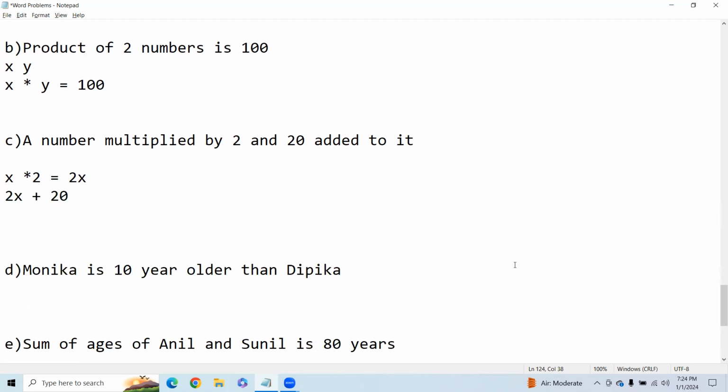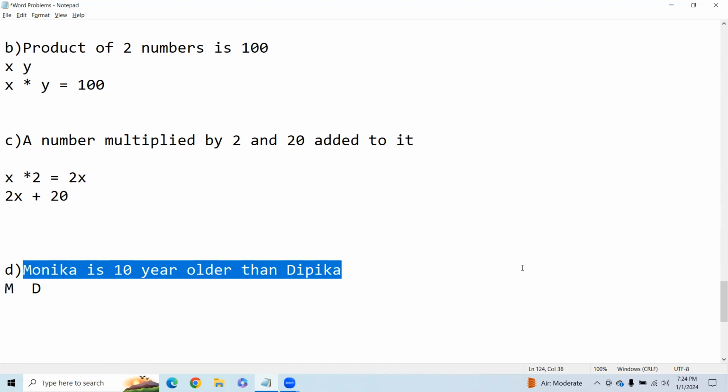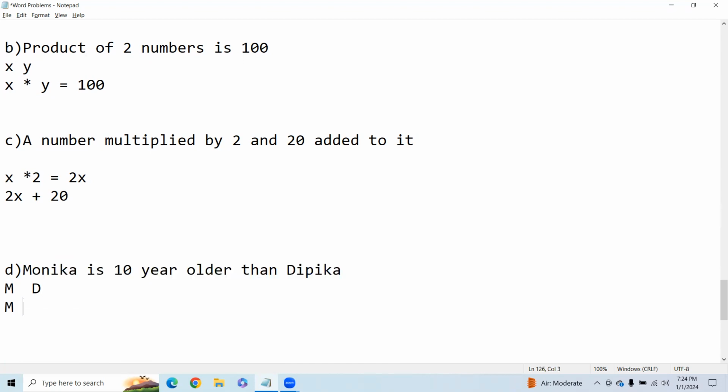Let's look at one more. Monica is 10 years older than Deepika. Let's assume Monica's age is M, Deepika's age is D. When we see Monica is 10 years older, whose age is more? Monica's age is more. So we can say that M is equal to D plus 10. Because Deepika's age plus 10 will be Monica's age.